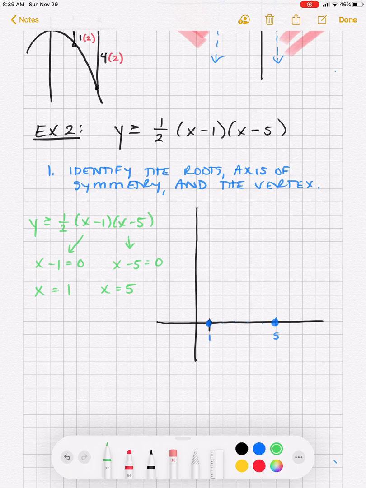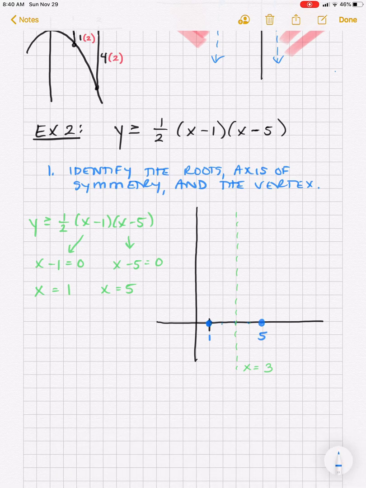The axis of symmetry is going to be 1, 2, 3. I see what's wrong with my picture. I apologize for that. Maybe you even knew it the entire time I was doing it. I just didn't graph 5 at the right spot. All right, so 1, 2, 3, 4, 5. Okay, so our axis of symmetry is right in the middle between the two roots. So the axis of symmetry is the line x equals 3, which also means that our vertex is going to lie on the line x equals 3.